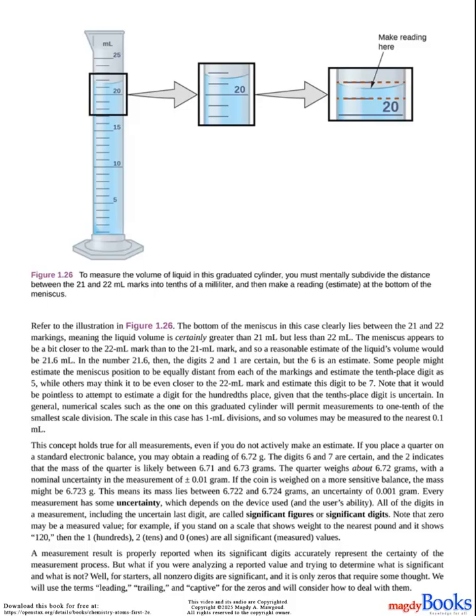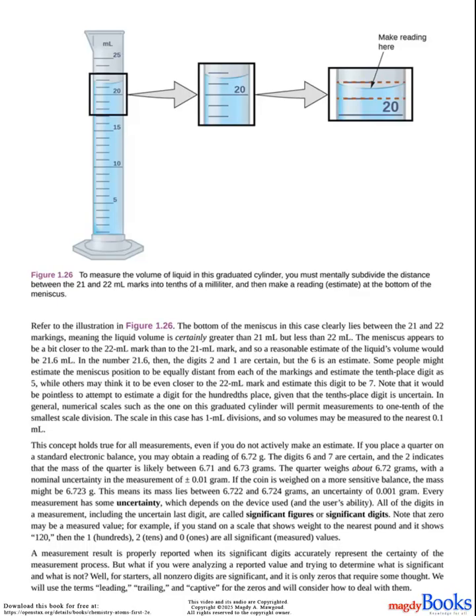If you place a quarter on a standard electronic balance, you may obtain a reading of 6.72 grams. The digits 6 and 7 are certain, and the 2 indicates that the mass of the quarter is likely between 6.71 and 6.73 grams. The quarter weighs about 6.72 grams, with a nominal uncertainty in the measurement of plus or minus 0.01 gram. If the coin is weighed on a more sensitive balance, the mass might be 6.723 grams. This means its mass lies between 6.722 and 6.724 grams, an uncertainty of 0.001 gram.